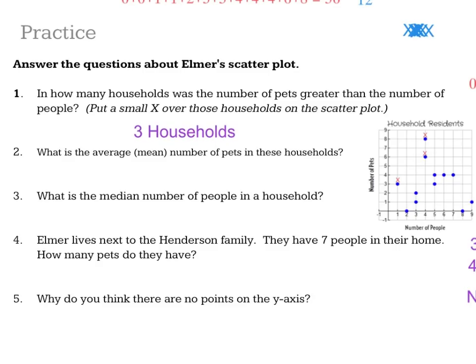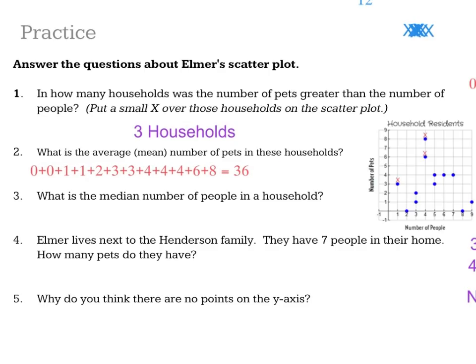Then it asks me to find the average, or mean, number of pets in these households. To find the average, I'm going to add up all of the pets and divide by the total number of households. So I'm going to add up all of my pets. I've got 0 plus 0 plus 1 plus 1 plus 2 plus 3 plus 3 plus 4 plus 4 plus 4 plus 6 plus 8. That covers all of my pets. And when I add them up, I get 36.